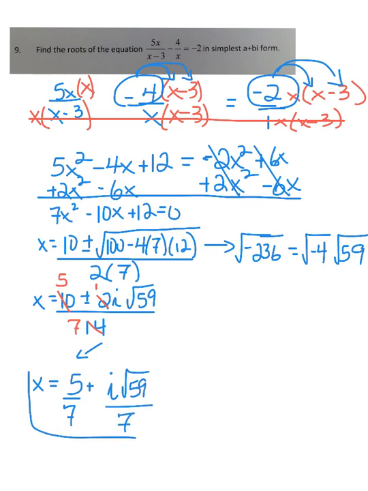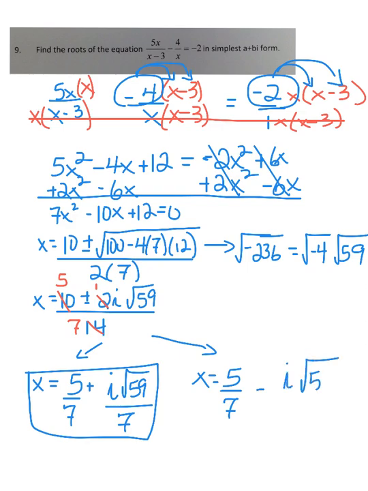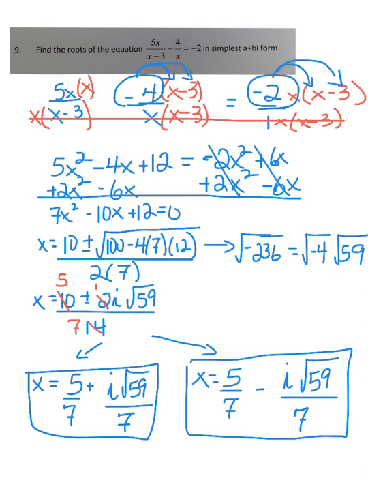So there's one solution. And then the other one will be x equals 5 over 7 minus i radical 59 over 7. Okay, and like I said in the last question, in number 8, you can take that i, if you so choose, and this i can go at the end of the radical. Just make sure it's not underneath the radical.